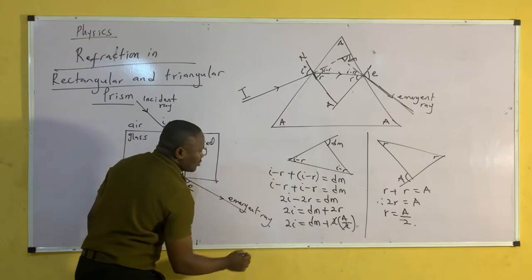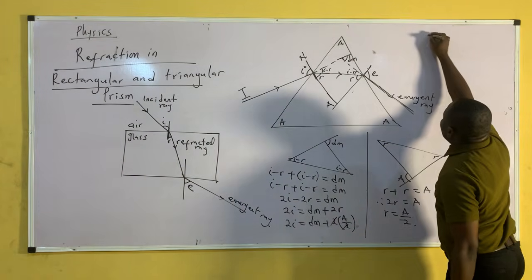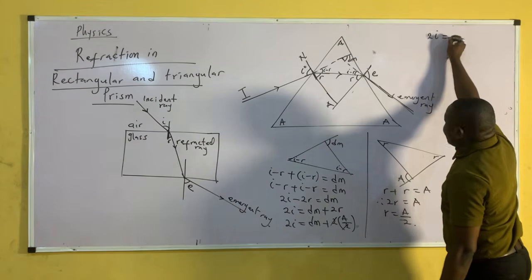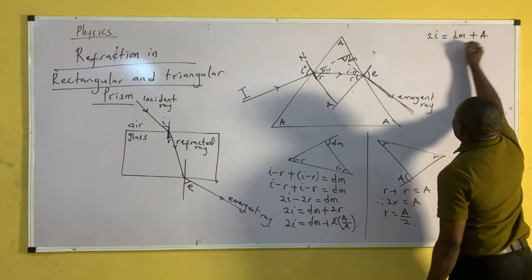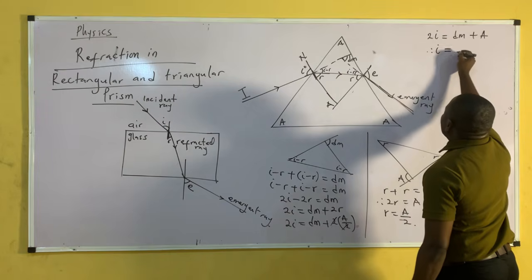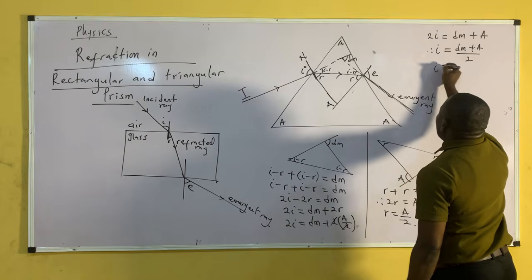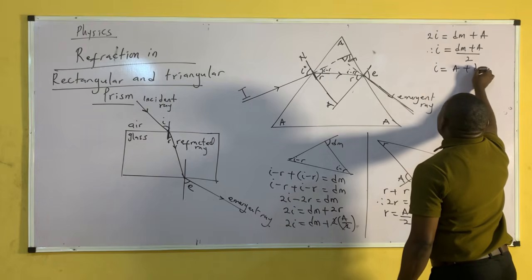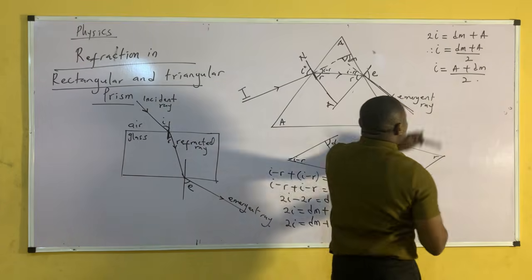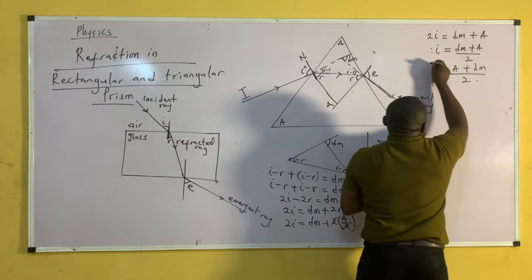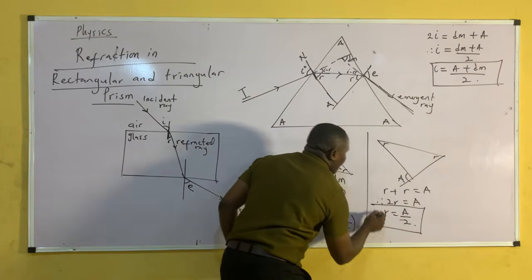2 cancels 2. So I now have 2i equals dm plus A. Therefore, i equals (dm plus A) over 2, that is, i equals (A plus dm) over 2. Now I've gotten my i. This is my angle of incidence, and this is my refracted angle.